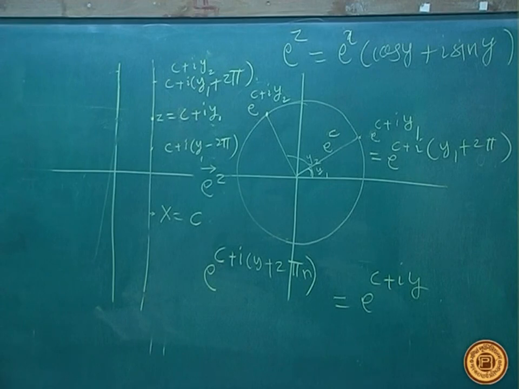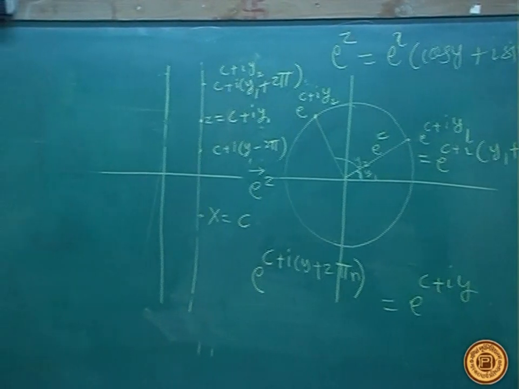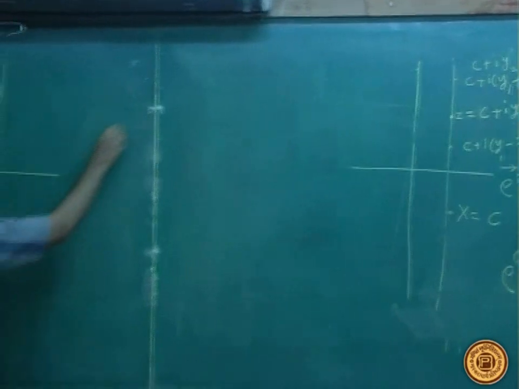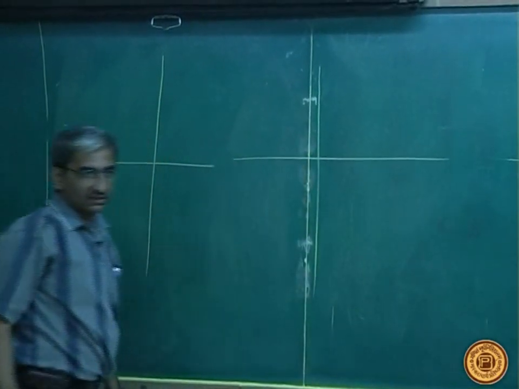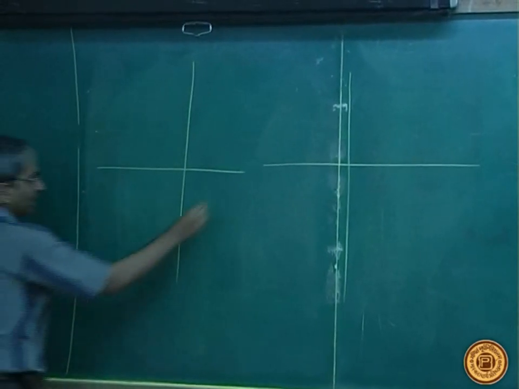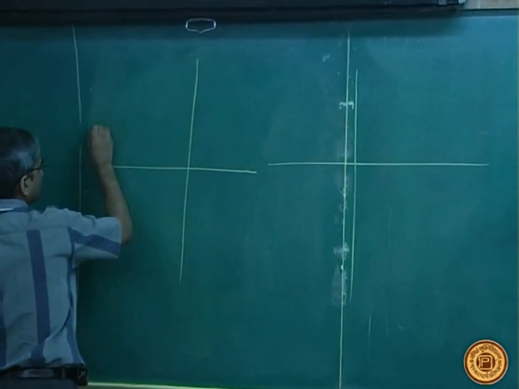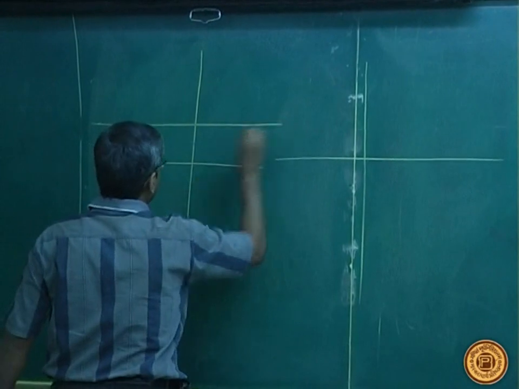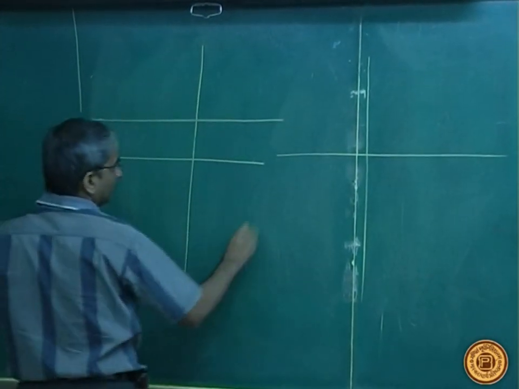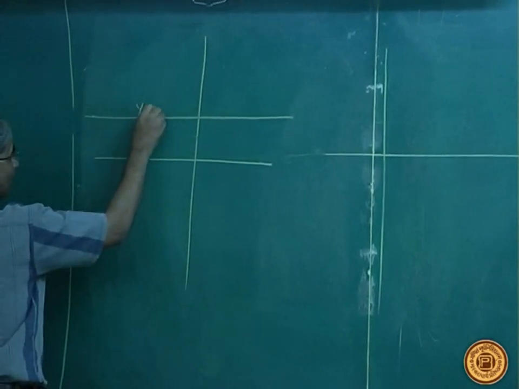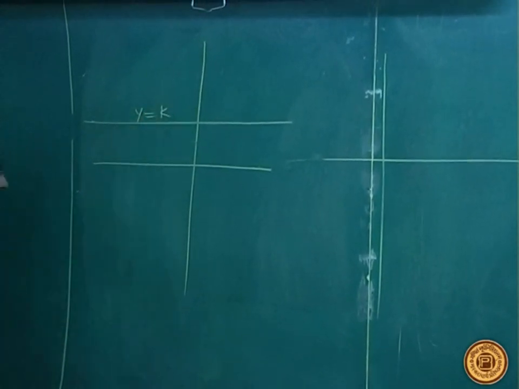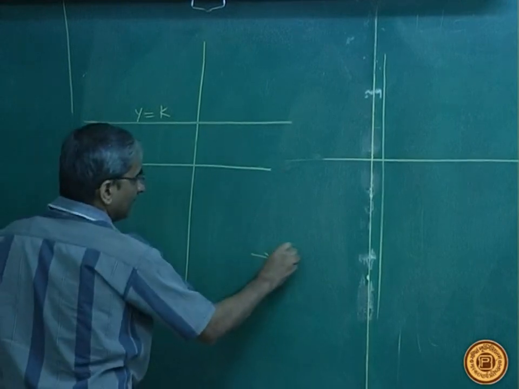Now let us consider the same type of picture again, but now let us consider lines parallel to x-axis. So let me consider this line now. Now a line parallel to x-axis is of the form what? y is equal to k, suppose. Our mapping is e to the power z.